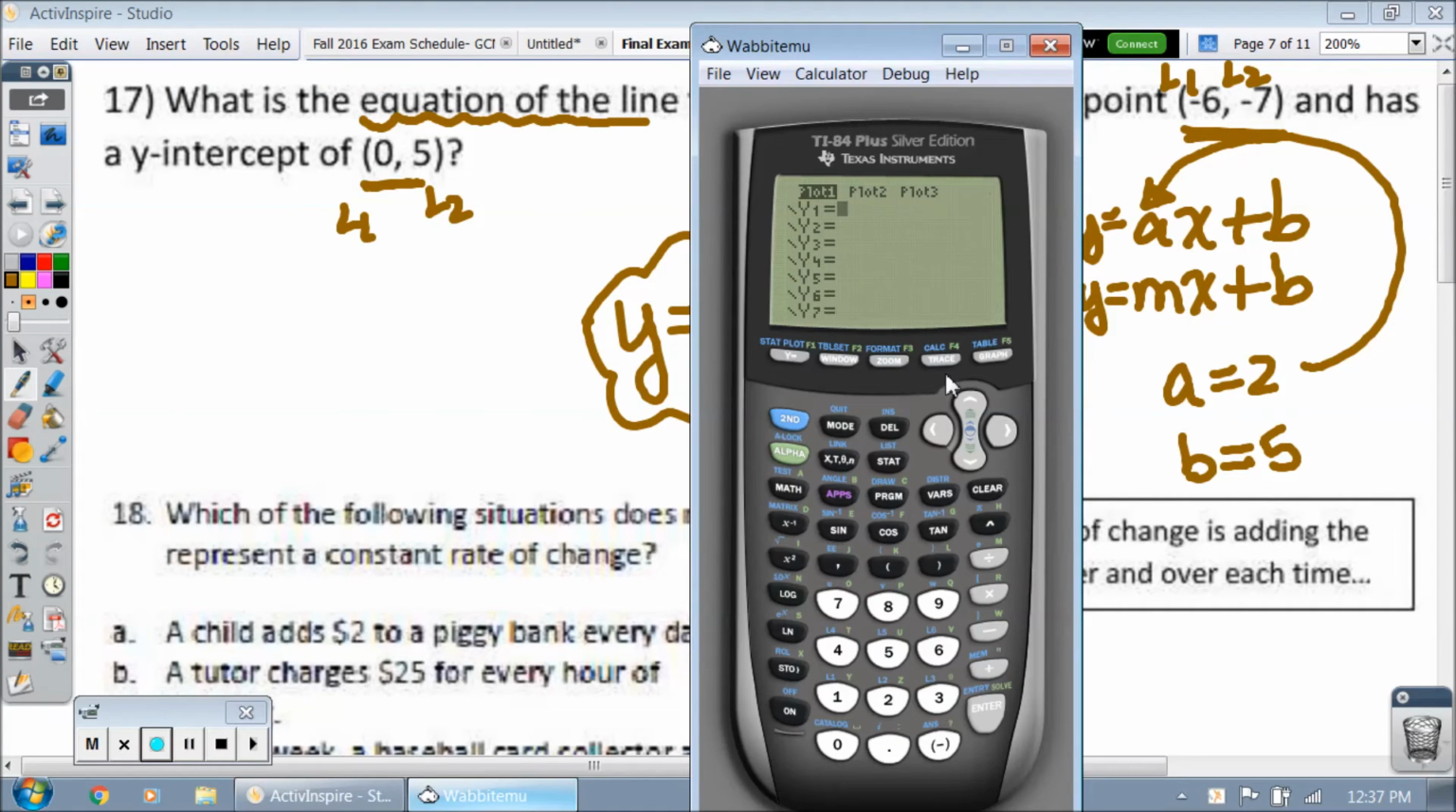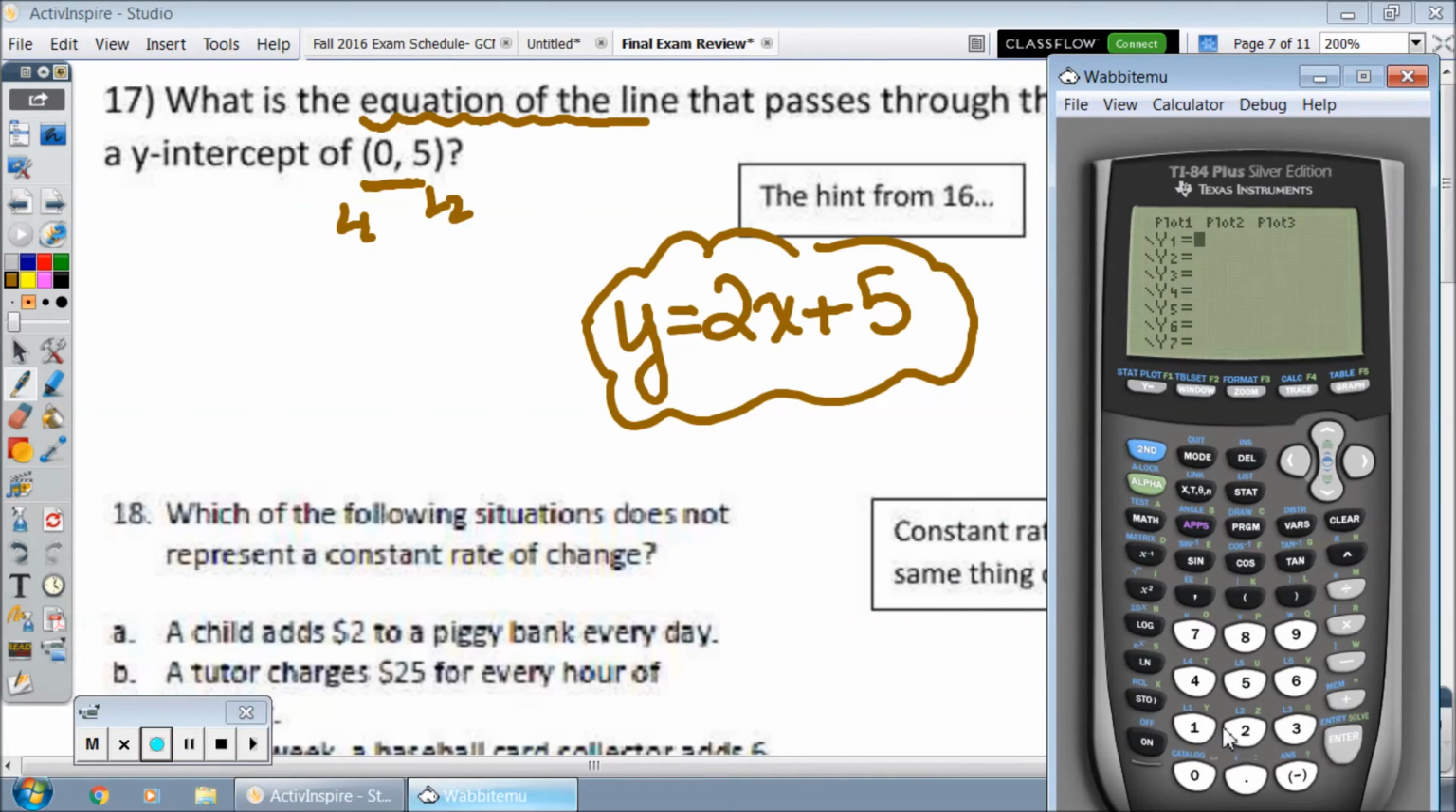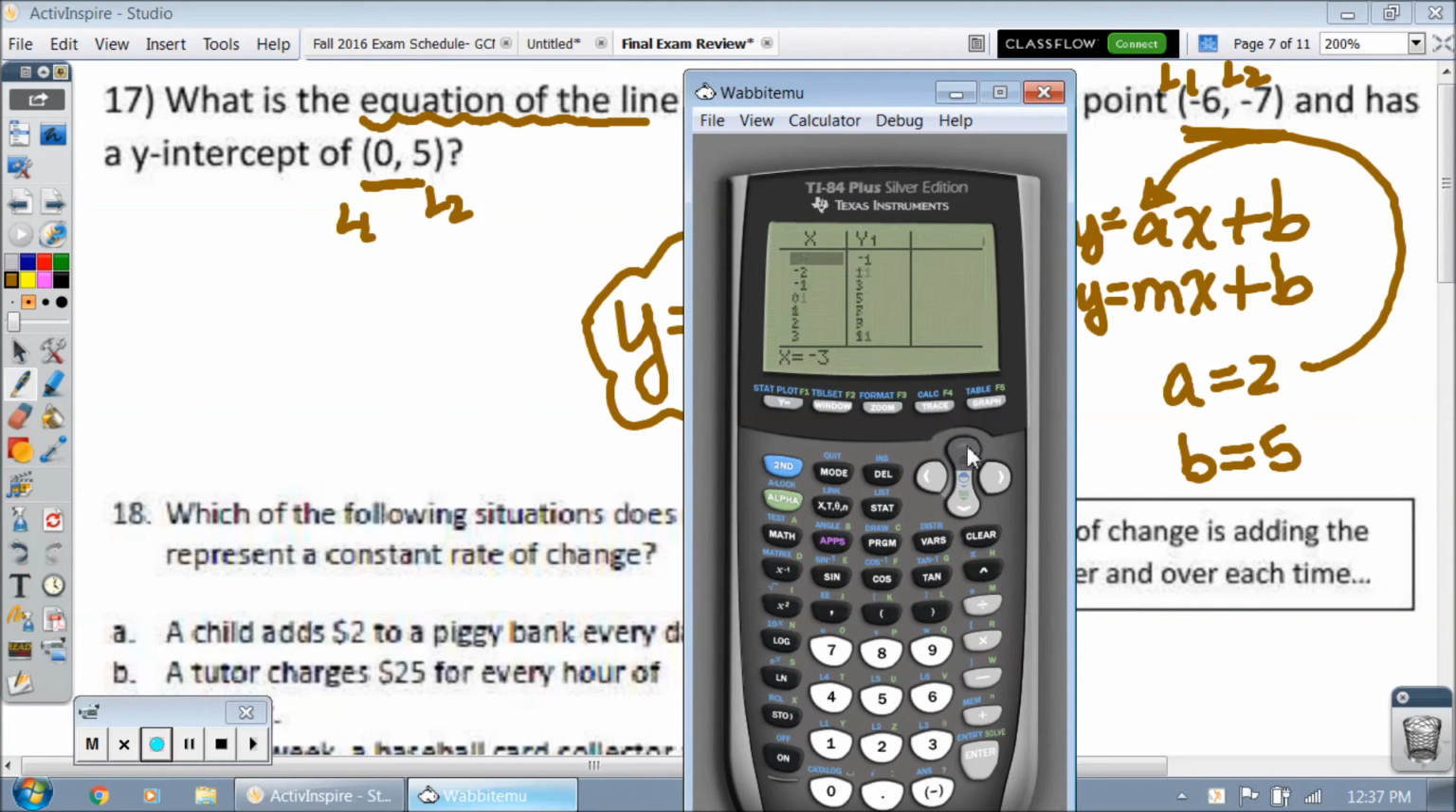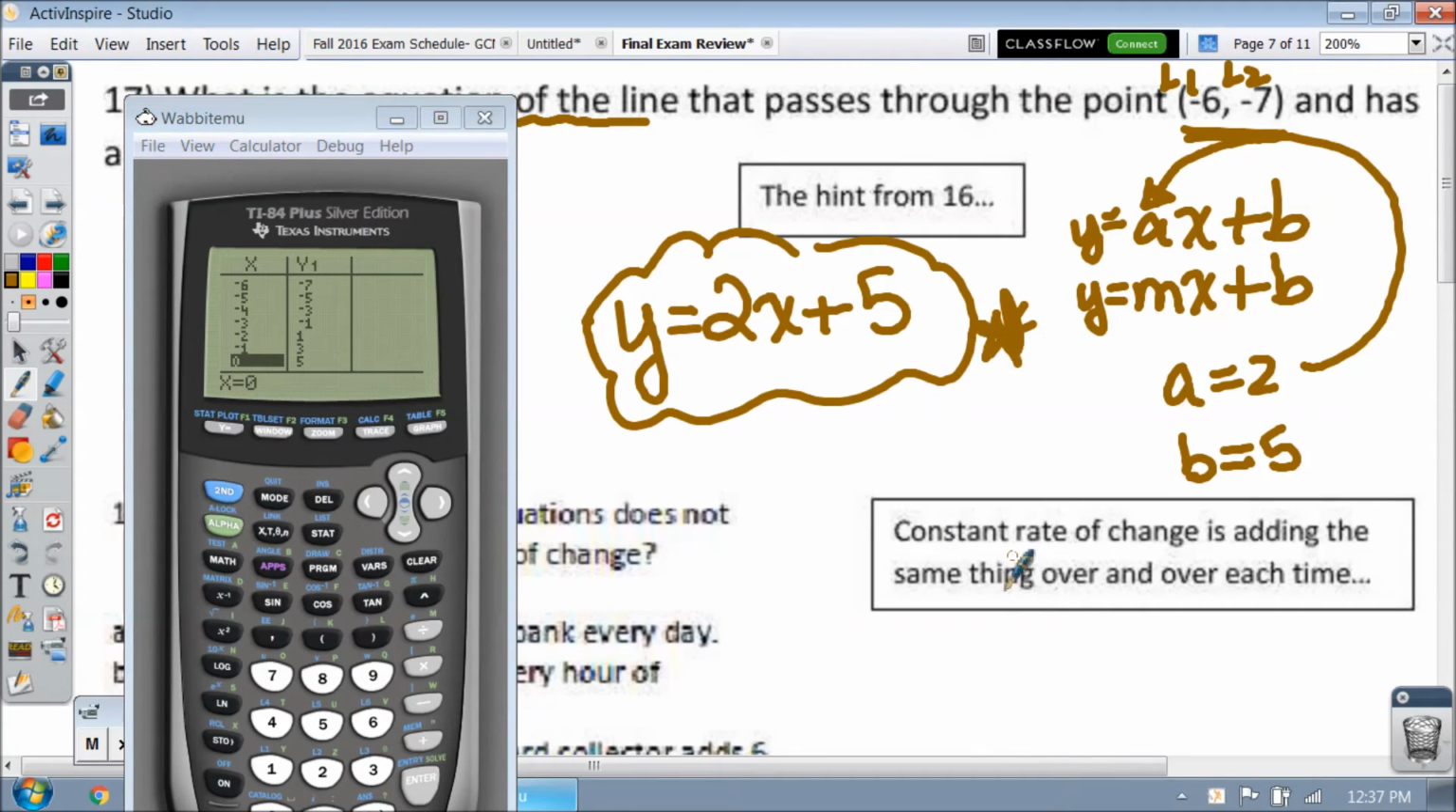Well, we could actually go into y equals, put our equation in, and then go to the table and confirm that. Let's see if our table on the calculator now has these two coordinates. Does it have -6, -7? Yes. Does it have 0, 5? Yes. So we are 100% correct.